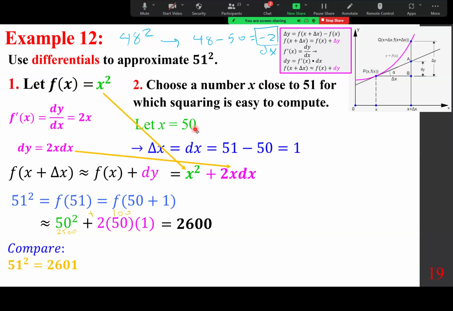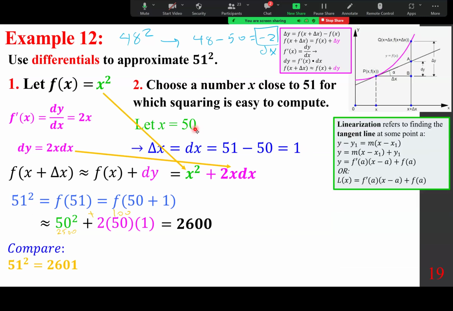I want to remind you of what we discussed as far as linearization. This is the second method, which ultimately gives you the same result. What does it mean? It means for this function, at this point, find the tangent line. To find the tangent line, you need two things. You need a pair. So what's the pair? 50, 2500. You also need the slope. What's the slope? F prime of x is 2x, so m is 2 times x.